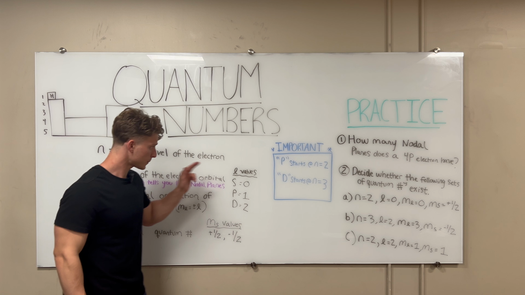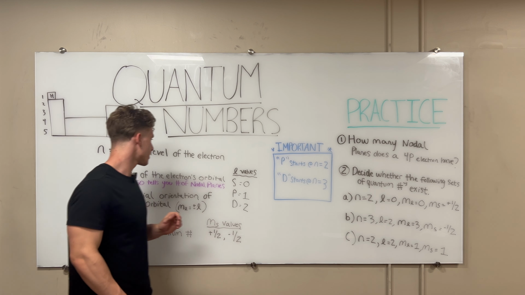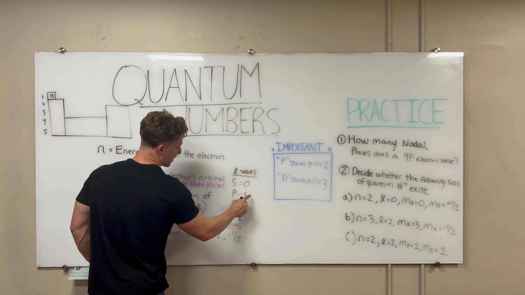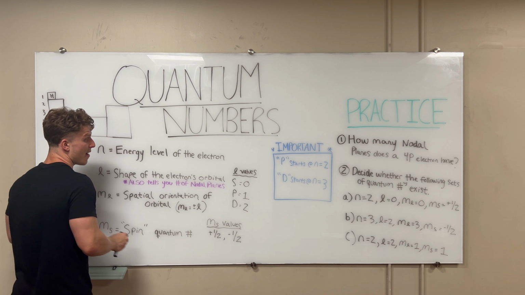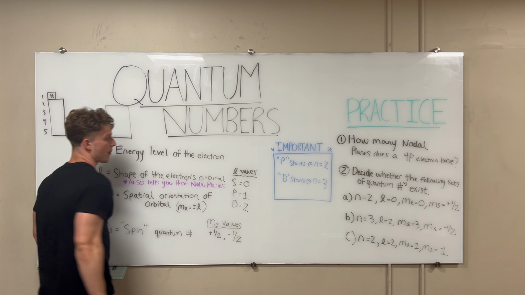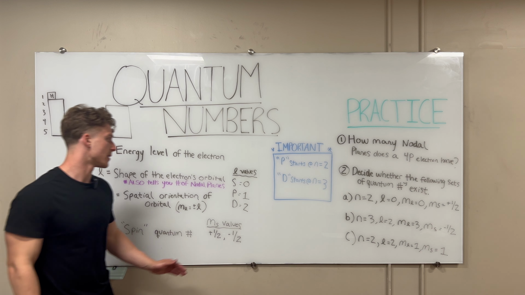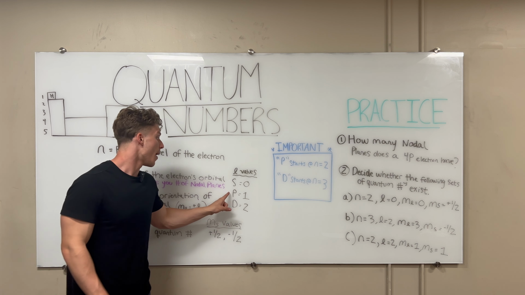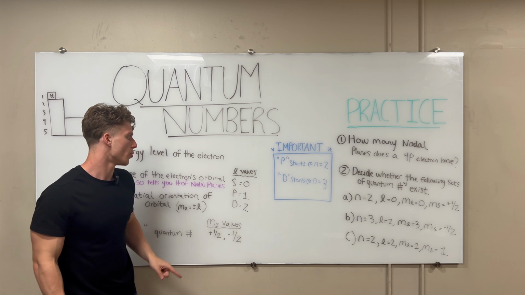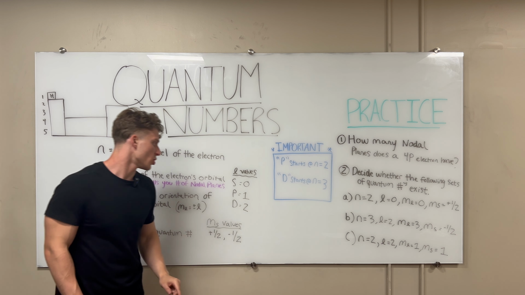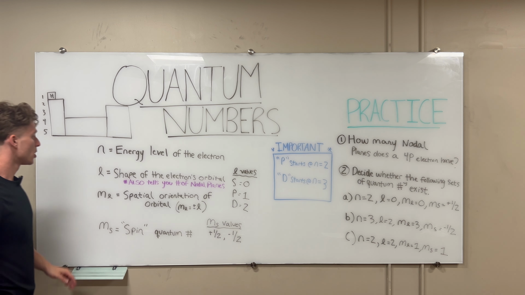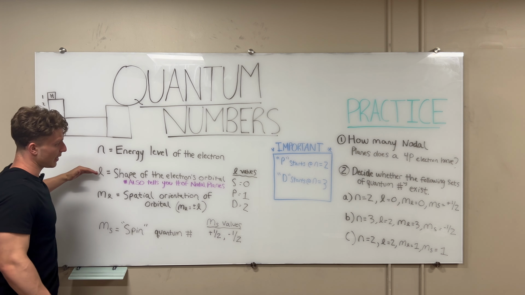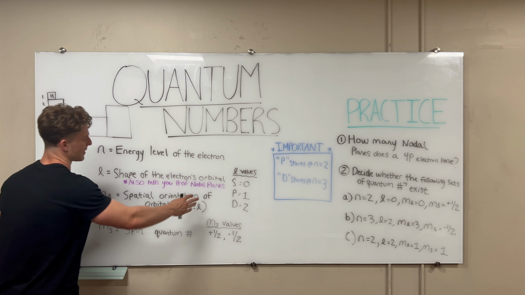So we can just count how many nodal planes we have based on this l quantum number. The l values not only tell us the shape of the electron's orbital, right? s is 0, p is 1, d is 2. If we have an l value of 0, that means we have 0 nodal planes. That means an s electron has 0 nodal planes. A p electron has 1 nodal plane, and a d electron has 2 nodal planes. So we've now covered the energy level of an electron, the shape of the electron's orbital, and the number of nodal planes it has.